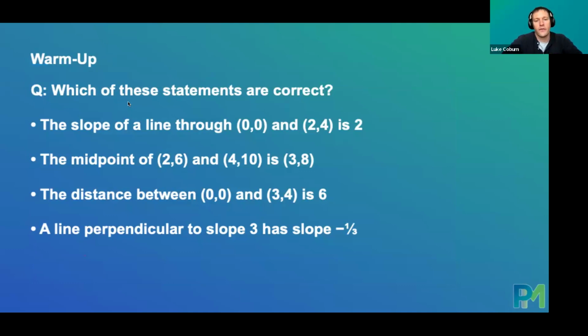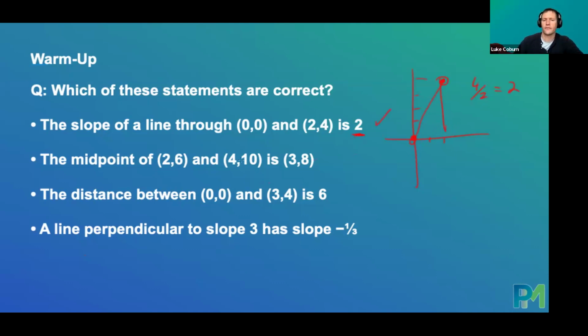So the first one, you have a line that goes from 0, 0. So let me start drawing. So you've got a line that goes from 0, 0 to the point 2, 4. So 1, 2, 1, 2, 3, 4. There it is up there. And this is the line. And it says it's a slope of 2. Okay, so to get the slope, it's the rise over the run. So it goes up by 4 and it goes across by 2. So that's 2. So this one is correct.